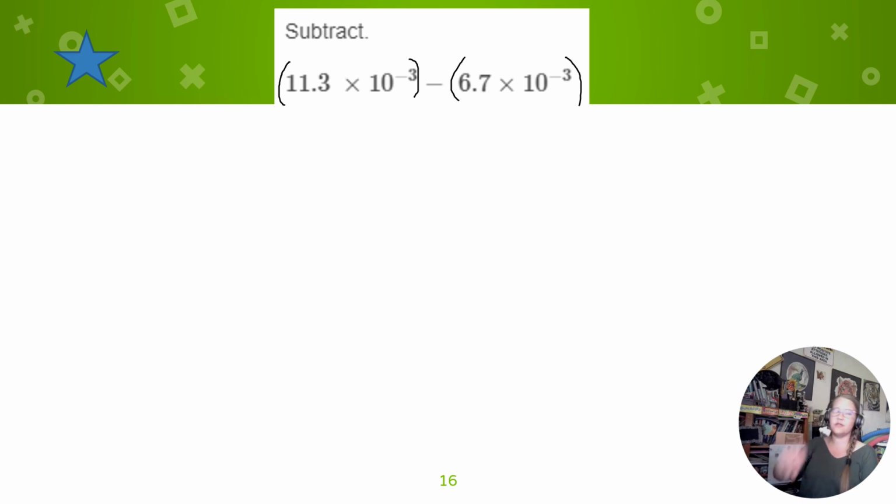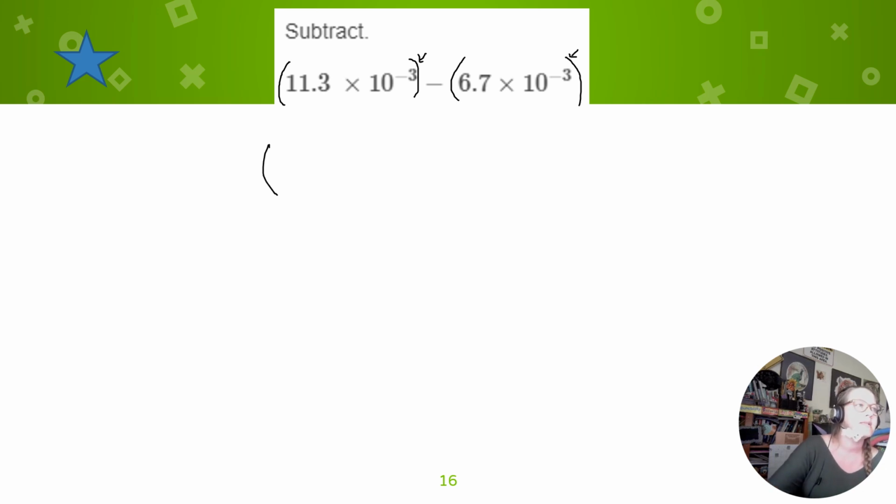All right, so let's do one practice problem dealing with subtraction. You will be pleasantly surprised with this one. It's going to take a lot fewer steps than the last one we did. First things first, we need to confirm that we have the same power of 10. -3, -3. We are good. We can move on. I have 11.3 times 10 to the -3rd minus 6.7 times 10 to the -3rd power. So let me redistribute that.